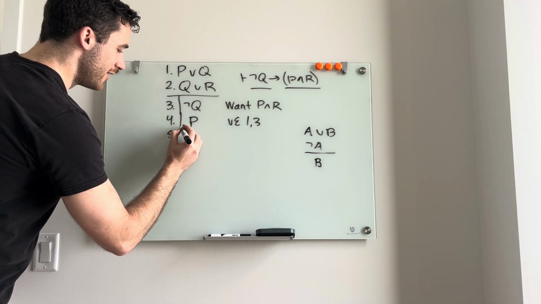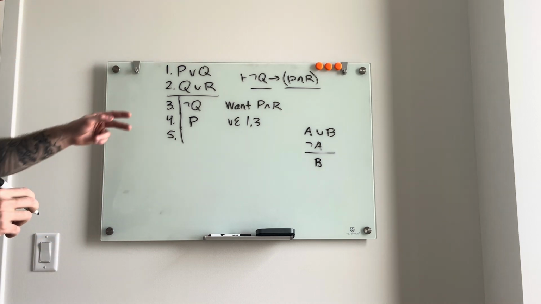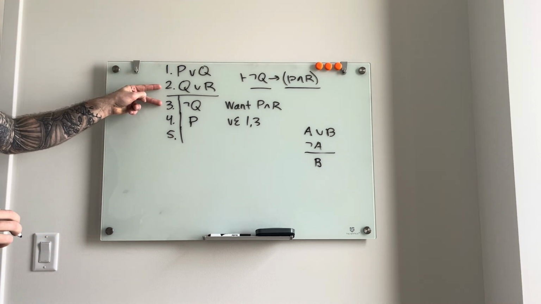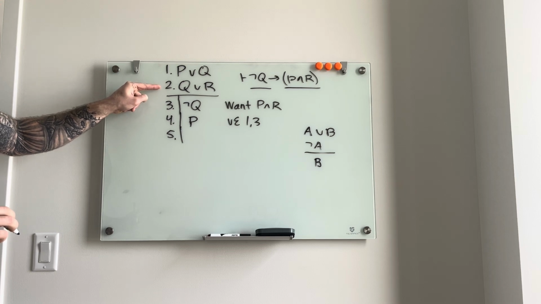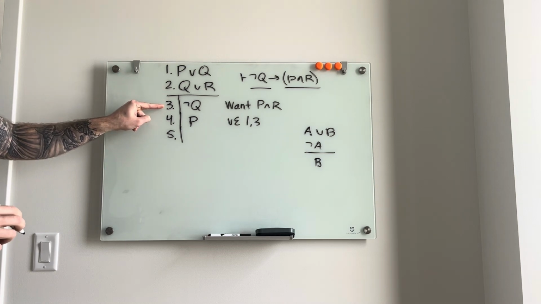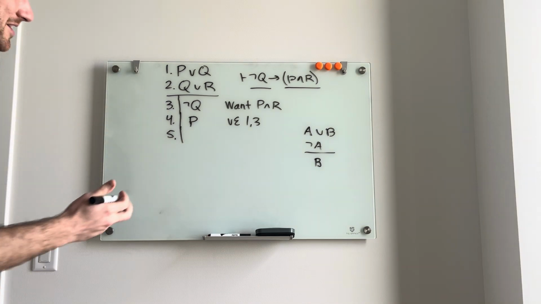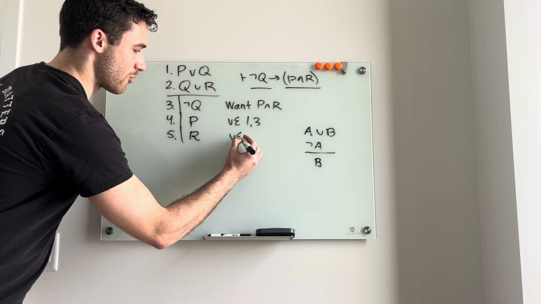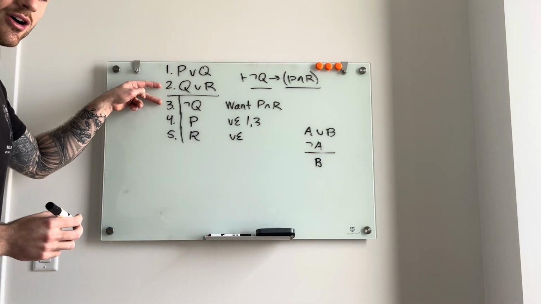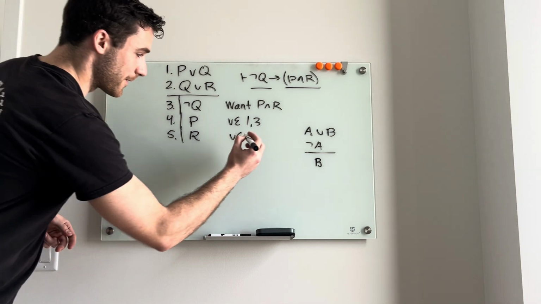And then, for the exact same reason, you know that R has to be true, right? Because this says Q or R is true. This one says it's not Q. So you can use the exact same rule to show that R must be true. So this is or elimination, but this time on lines 2 and 3, okay?